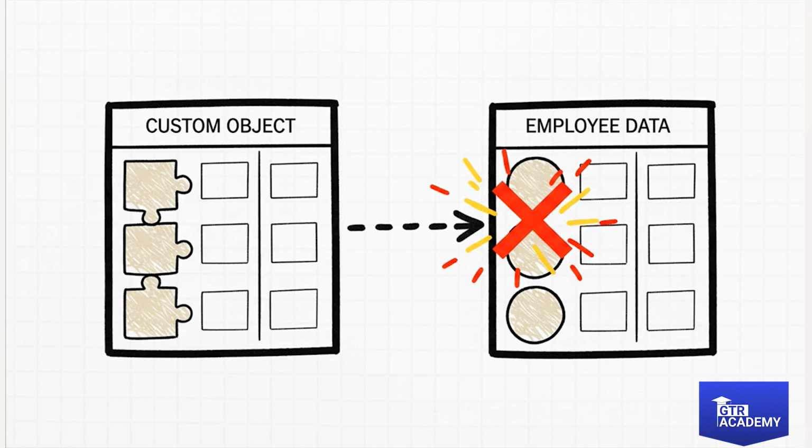Now you can start adding the fancy stuff, like joining it to your employee data. The number one mistake people make here is a mismatch in the join keys. You know, trying to connect a user ID in one place to an employee ID in another. They have to match up perfectly.